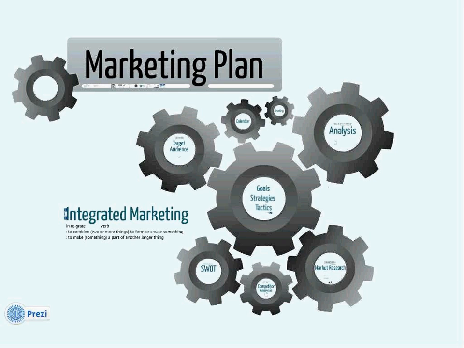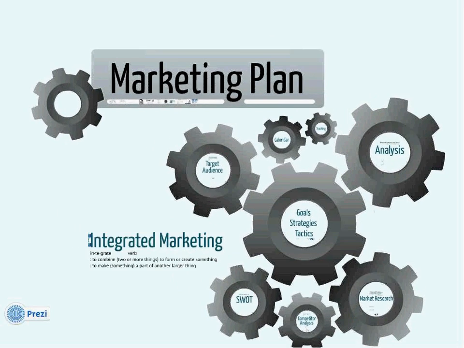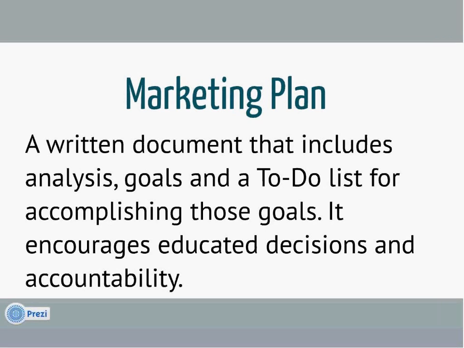So for those of you who aren't familiar with the marketing plan, it's a written document that includes analysis of what's going on with your product and situation. It carefully defines your goals, it has information about the marketplace, and then in the end you have a to-do list for all of your tactics that are going to help you accomplish those goals. Having all of this written down really encourages you to make educated decisions and have accountability and make sure you're executing the tactics that you already have.